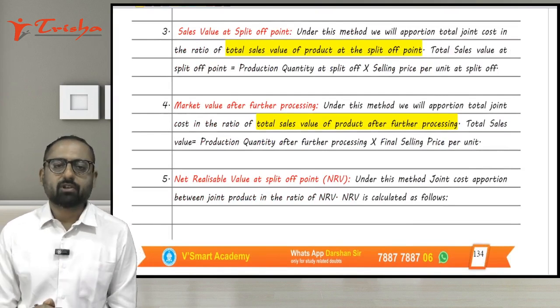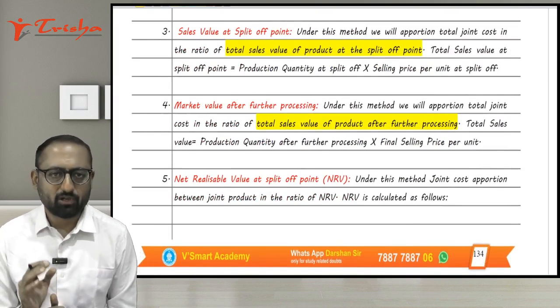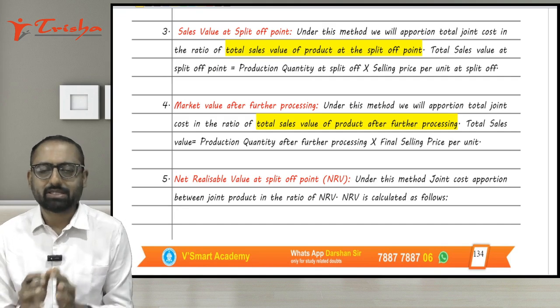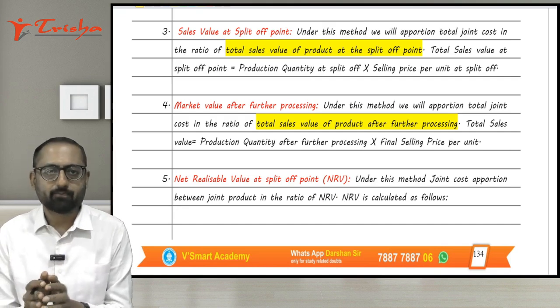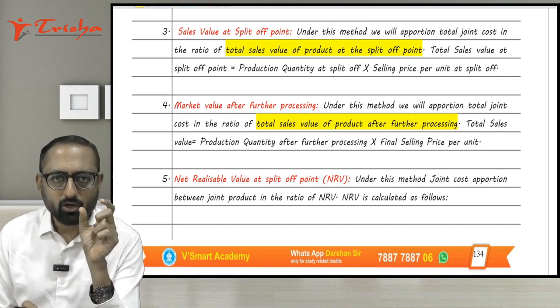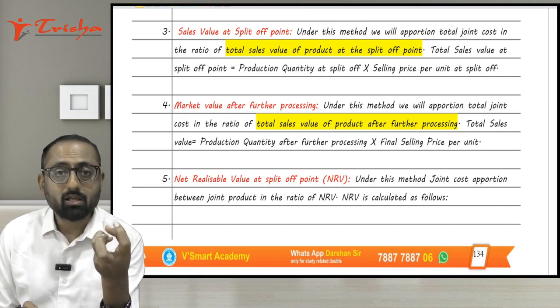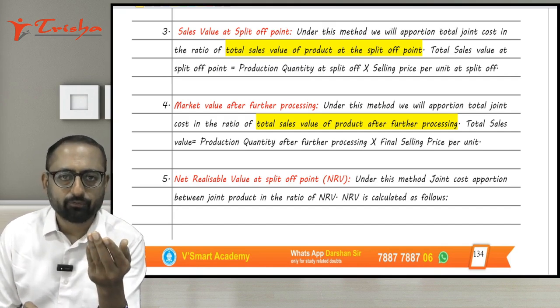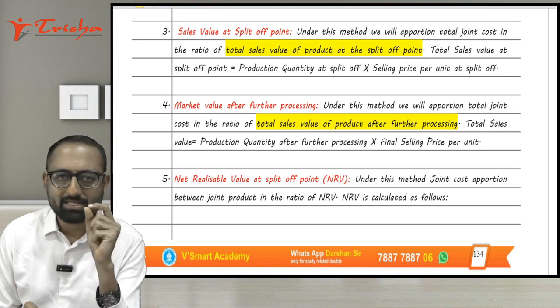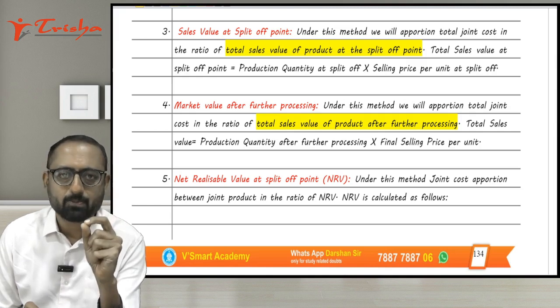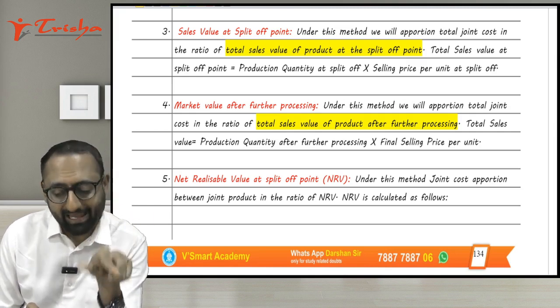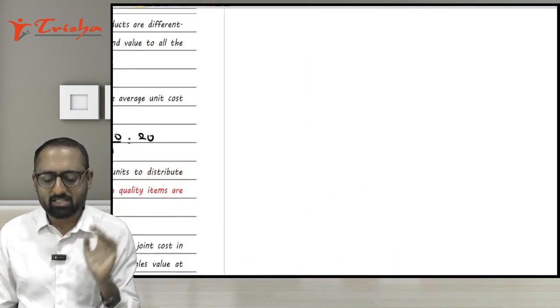Third method is sales value at the split off. So guys, as its name suggests, joint cost will be allocated on the basis of total sales value at the split off. I'll repeat, it is not a sales value per unit. It is not a selling price per unit. It is total sales value at the split off point.